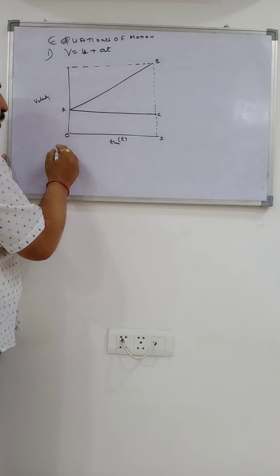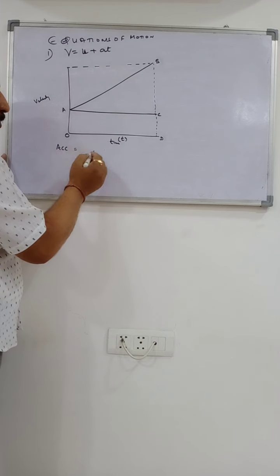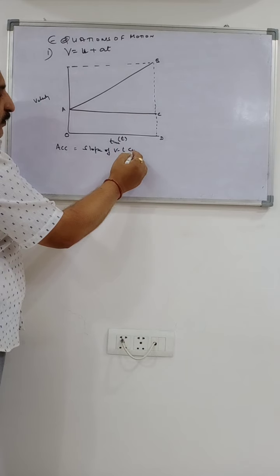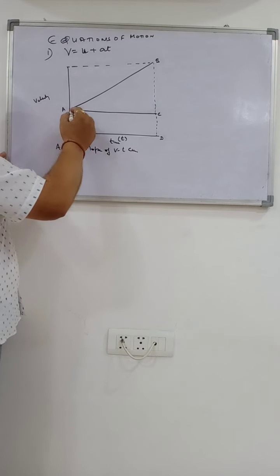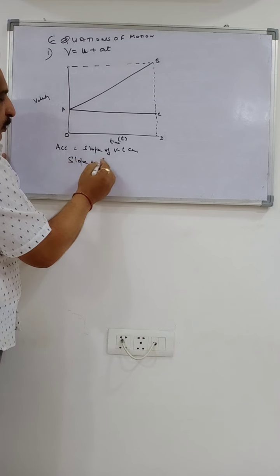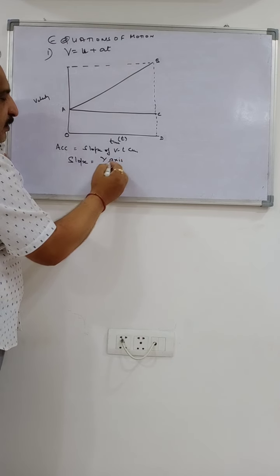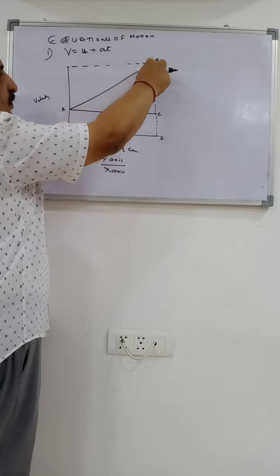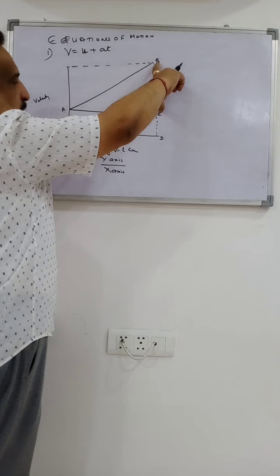Now, what is acceleration equal to? Slope of the VT curve. So, acceleration will be the slope. But what is slope equal to? Y-axis upon x-axis. So, what will be the slope of this line? This upon this.